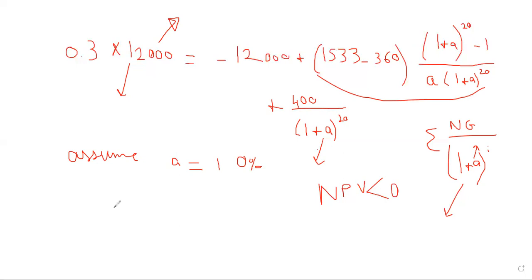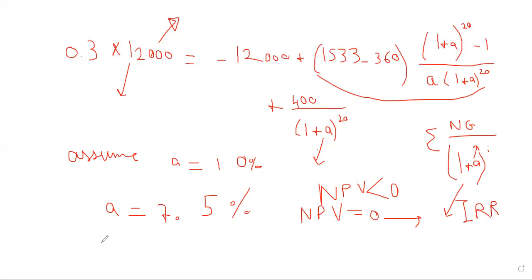If you use, for example, a equals 7.5%, you will get nearly zero. So you can deduce that 7.5% is the discount rate for which I get a net present value equal to 0. So this is my internal rate of return. When you do the iteration, you can deduce the internal rate of return. And you say it's not enough, I should go lower and lower.